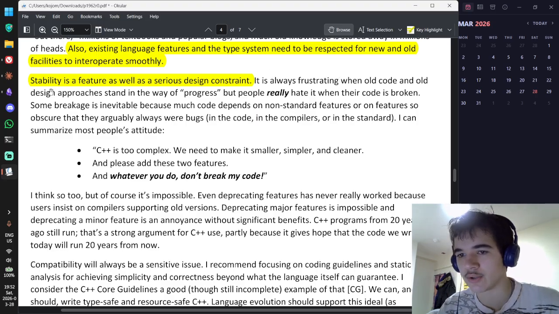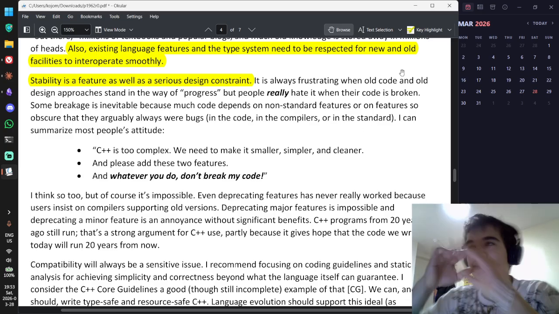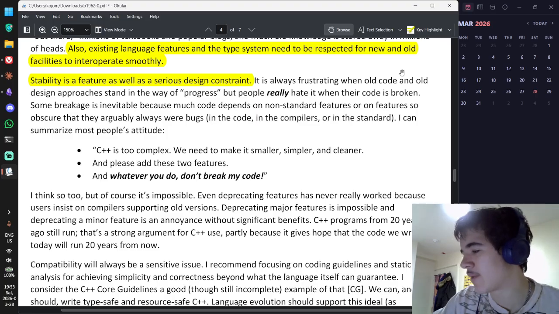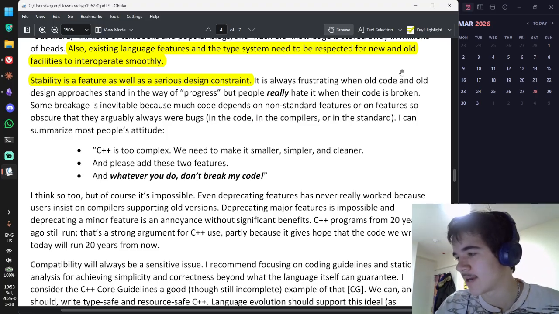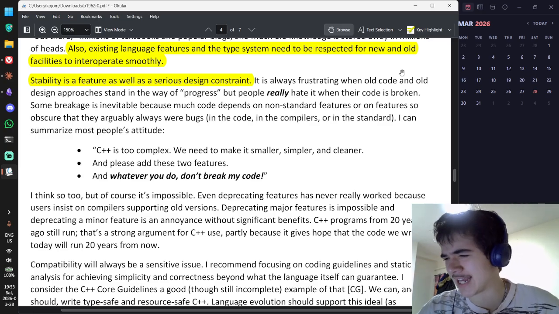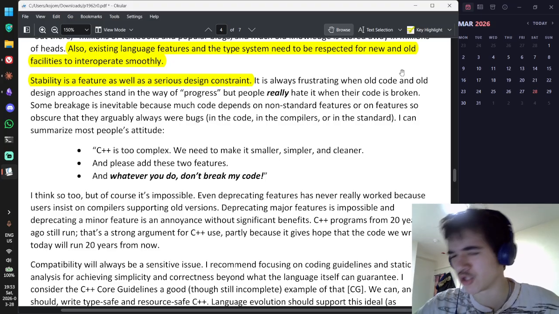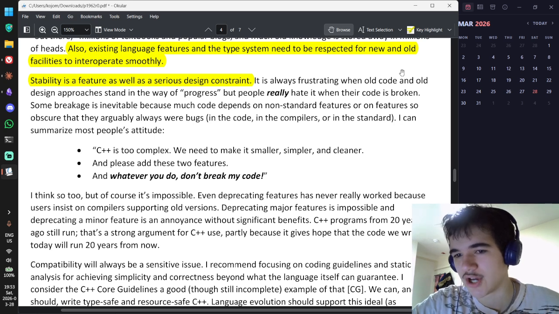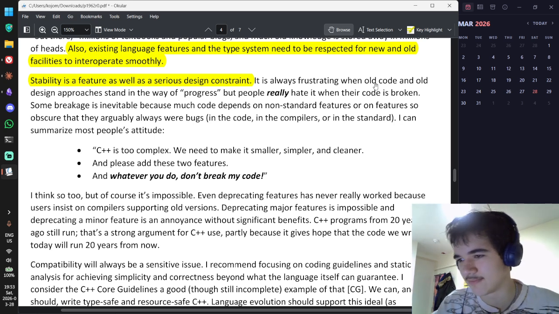It is always frustrating when old code and old design approaches stand in the way of progress, but people really hate it when their code is broken. Yep, myself included, honestly. I hate it when existing code just breaks because a system updates and then breaks these existing modules. That sucks. But it's definitely possible to create a new language or an update to a language while still maintaining the non-breakage of the existing code.